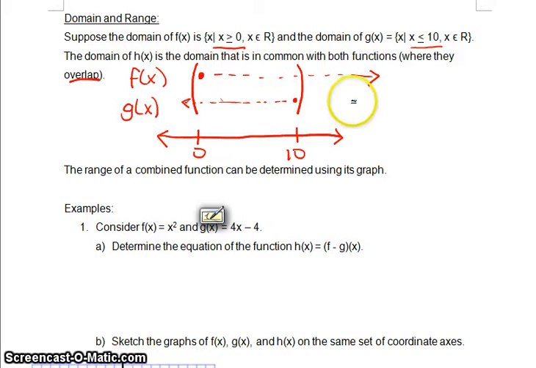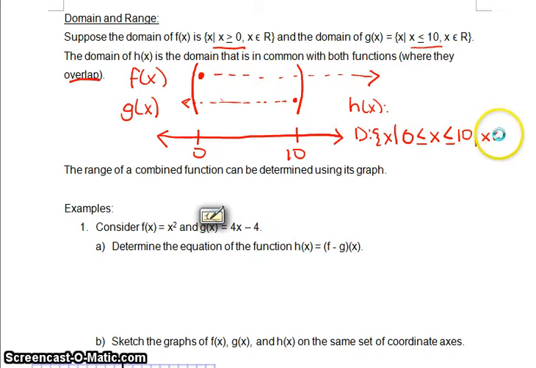Okay? So if we were to write the domain for h of x, your domain is x such that it must be greater than or equal to 0, but it also has to be less than or equal to 10. And don't forget that x can be an element of all real numbers. Okay? So it's where that overlap is. So if one function can't go above 10, then that means h of x can't go above 10. And you guys can try this, play around on your graphing calculators and prove this out.